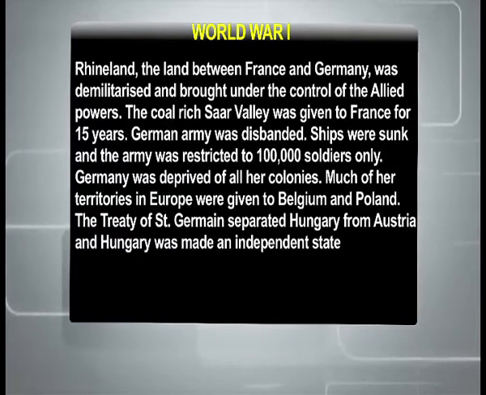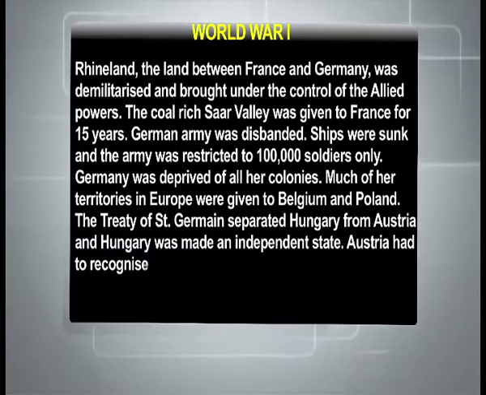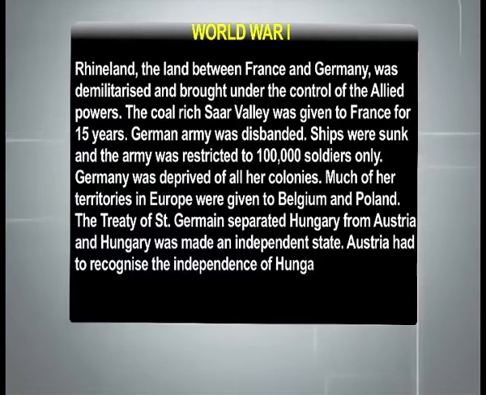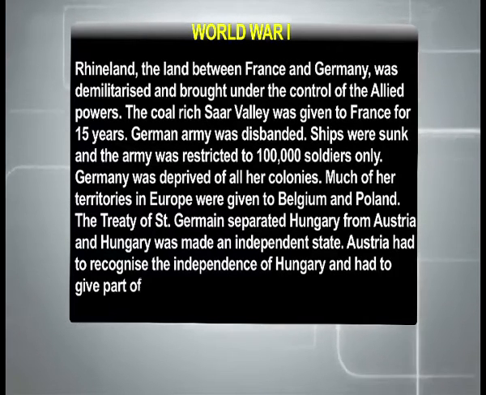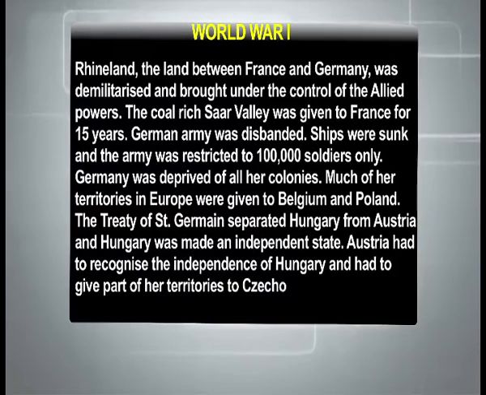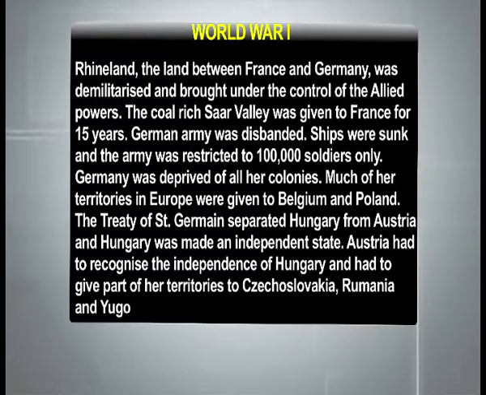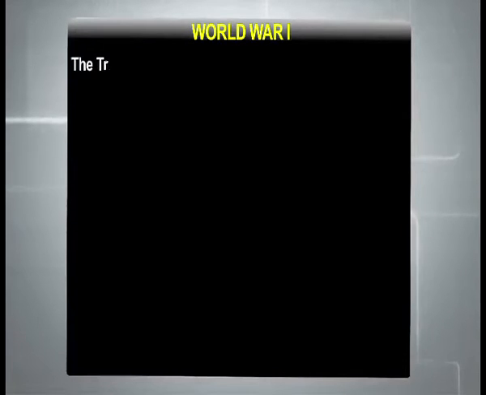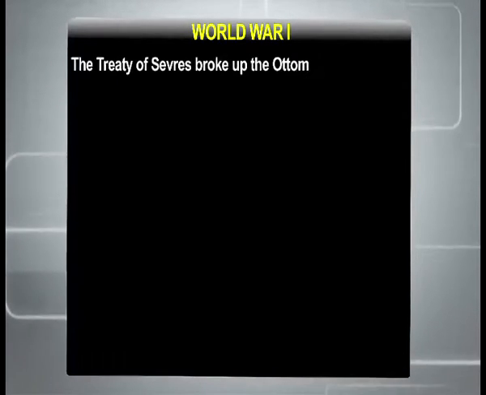The Treaty of Saint-Germain separated Hungary from Austria and Hungary was made an independent state. Austria had to recognize the independence of Hungary and had to give parts of her territories to Czechoslovakia, Romania and Yugoslavia. The Treaty of Sèvres broke up the Ottoman Empire.